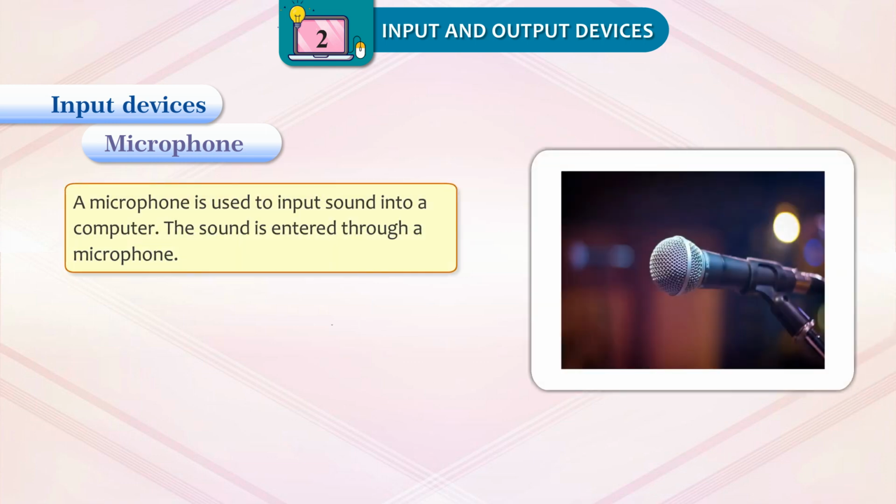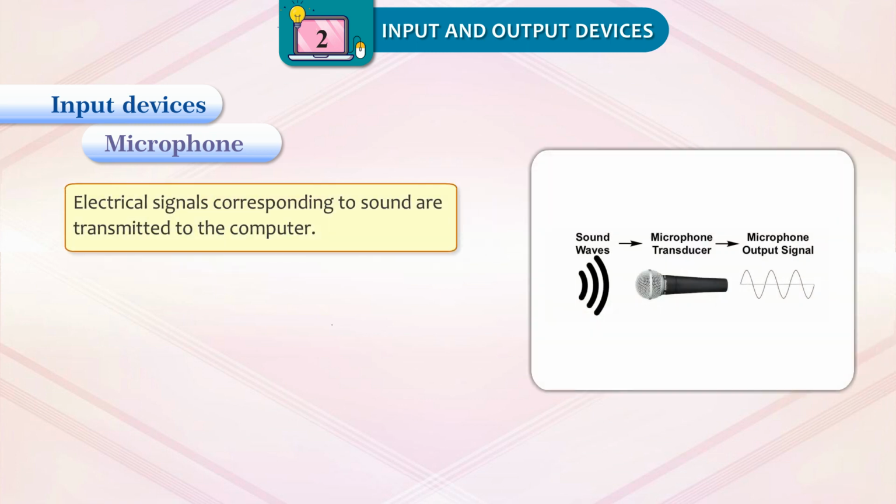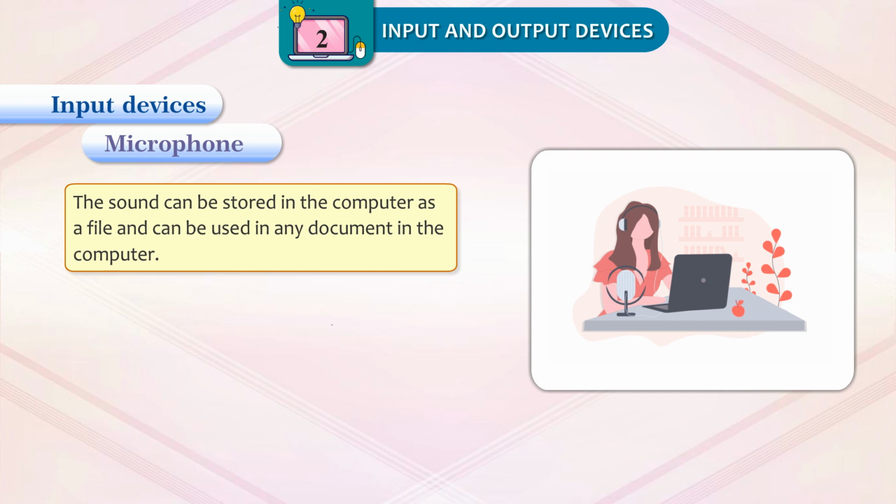Microphone. A microphone is used to input sound into a computer. The sound is entered through a microphone. Electrical signals corresponding to sound are transmitted to the computer. The sound can be stored in the computer as a file and can be used in any document in the computer.